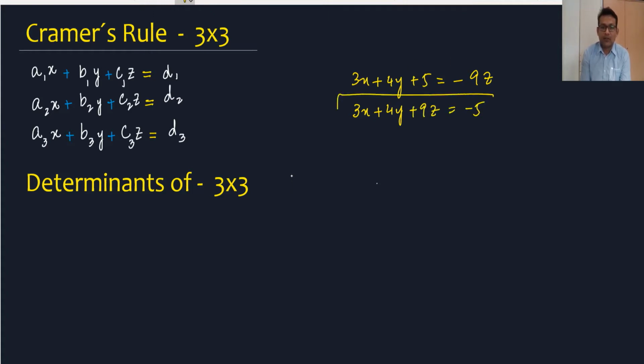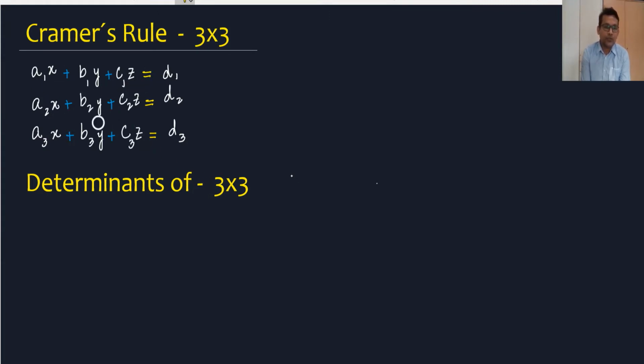This is the condition of a1x, b1y, c1z equals d1. So very important, the first step. Second thing, we always need the determinant of a 3 by 3 matrix in this rule. So first of all, we have to know how we can find the determinant of a 3 by 3 matrix.